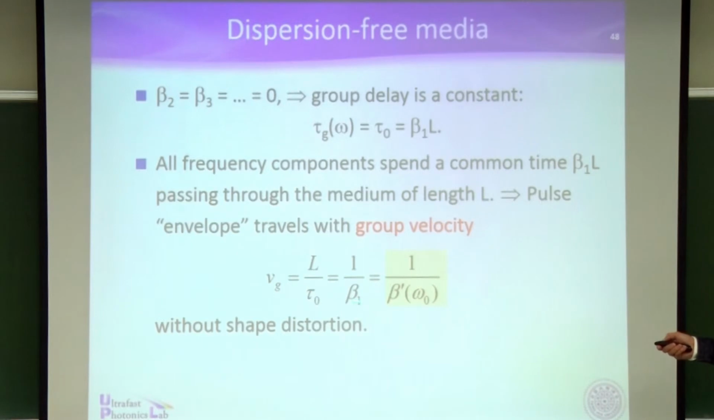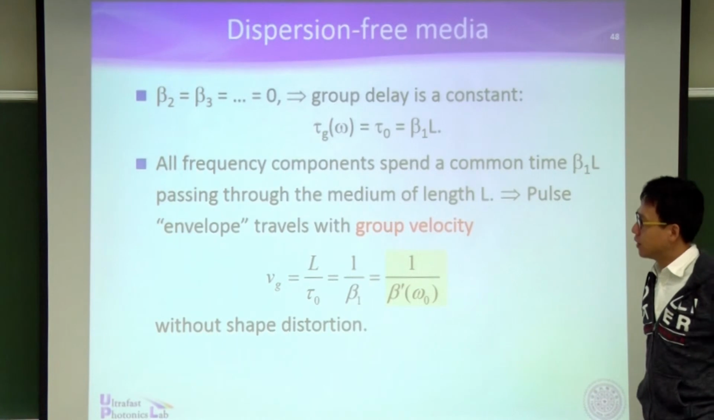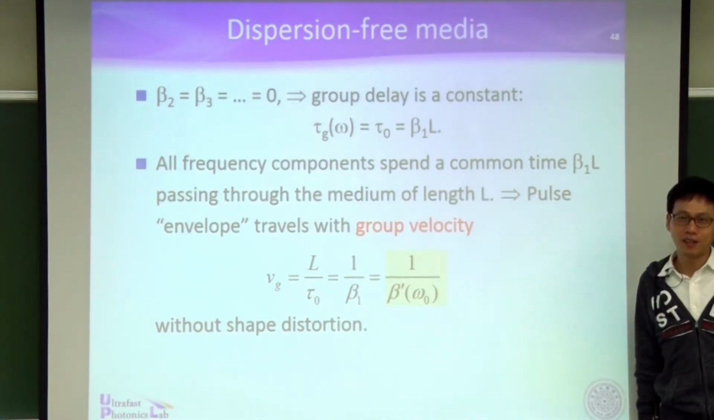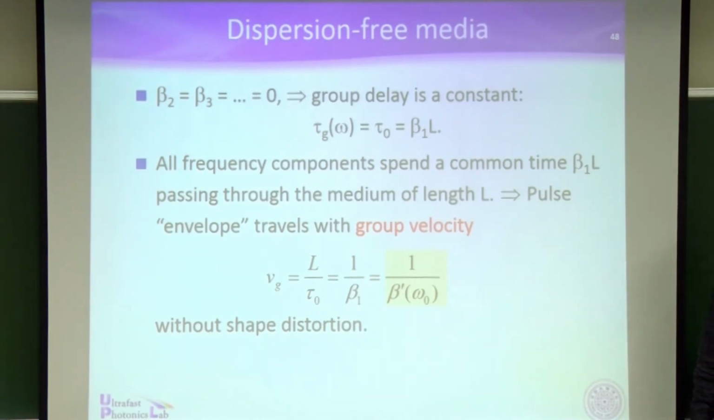And the meaning of beta 1 is actually the first order derivative of your propagation constant function calculated at carrier frequency. And this is already well known to you, right? The formula of group velocity is 1 over beta prime. You have known that before. Here is a derivation in a different approach.